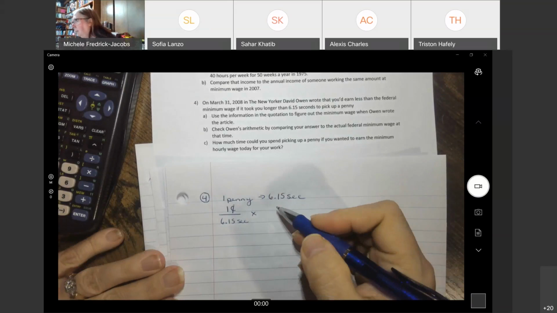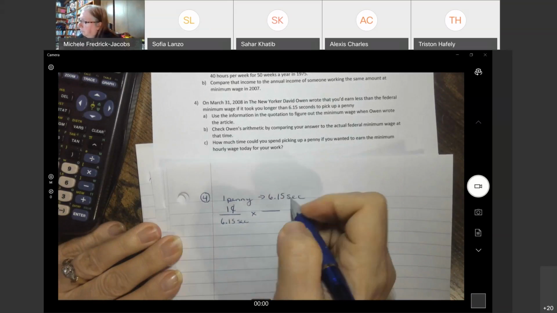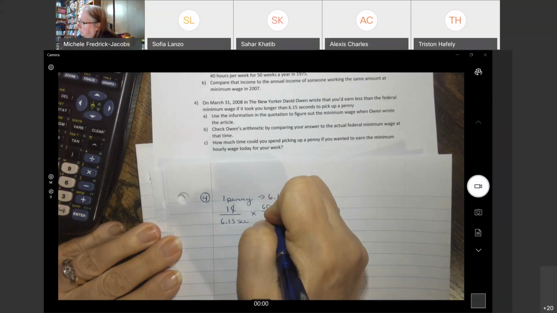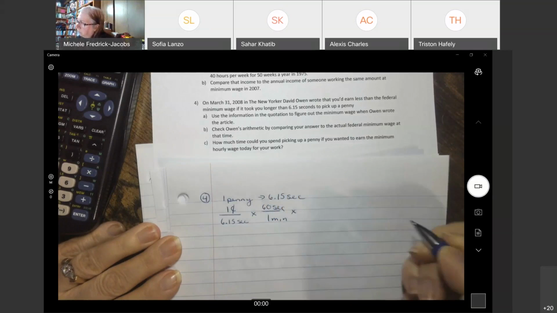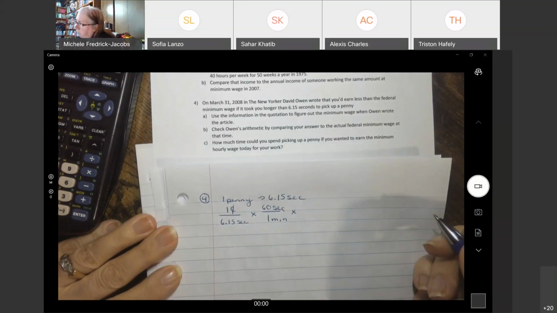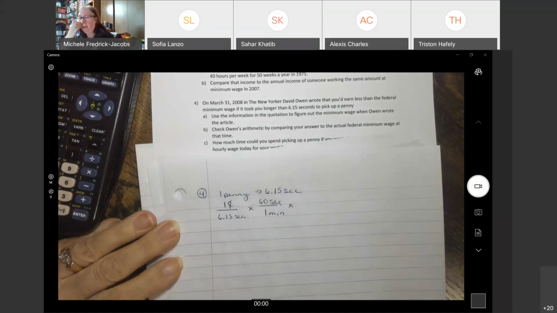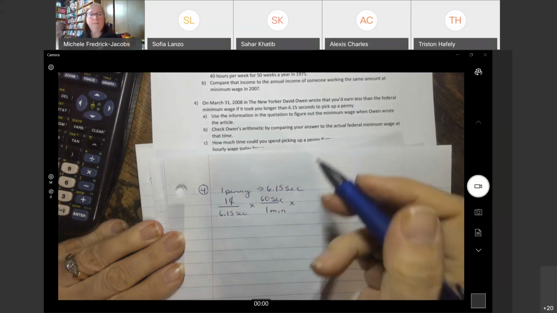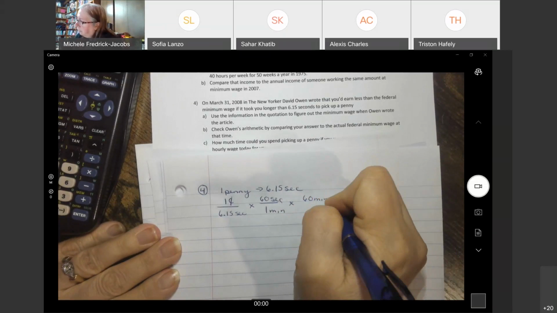So 60 seconds in a minute. Which one goes on top? Seconds goes on top, because we want them to cancel. So could you divide 60 divided by... I have troubles with the ratios. I usually just do it in my head. As long as you divide the correct way, it'll work out. And then we want to go 60 minutes in 1 hour.